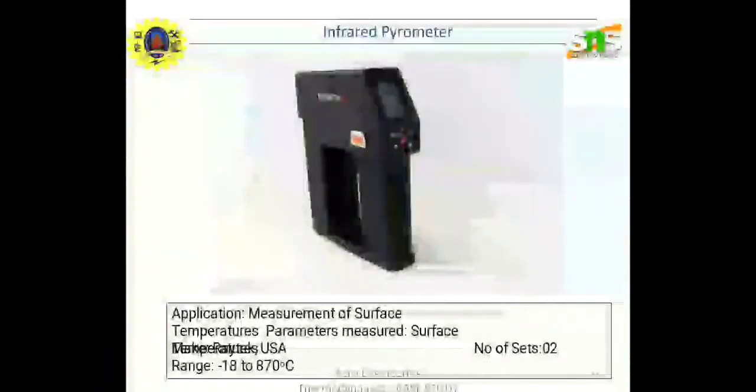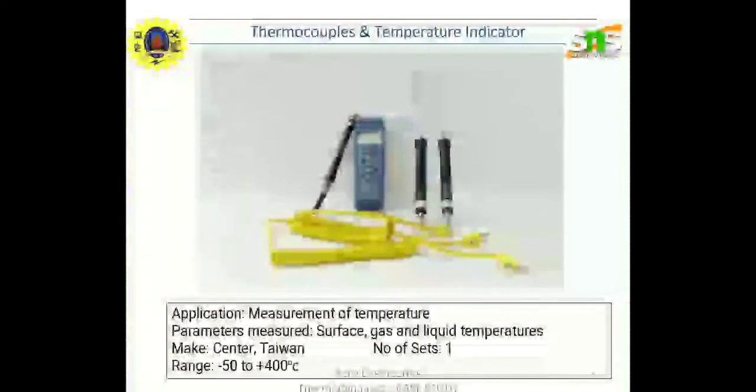It's an infrared pyrometer. It's used for measurement of surface temperature. The range is 18 to 870 degrees Celsius. And thermocouples are used for measurement of temperature. The minus 15 to 400 degrees Celsius range can be measured with thermocouples and thermometer indicator.